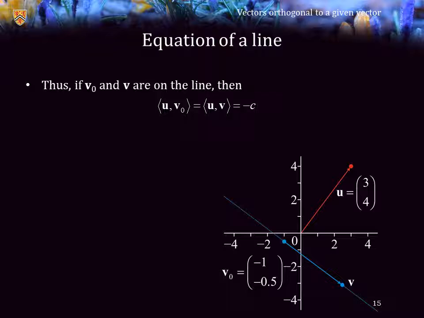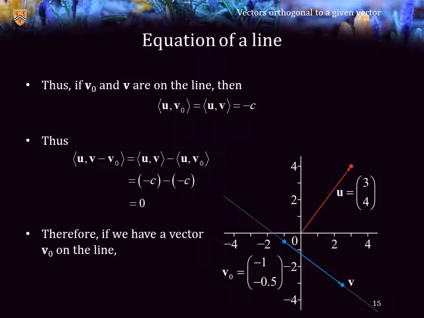Thus, if the vector v0 is a given point on the line that we know of, and v is any other vector on that line, then both of those vectors are on the line, and therefore both of them must satisfy that the inner product of those vectors with u is equal to negative c. That's the definition of those vectors being on that line. Thus, the inner product of u and the difference is the expression on the right-hand side, but both of those expressions must equal negative c, so we have negative c minus negative c, which is negative c plus c, which is equal to 0.